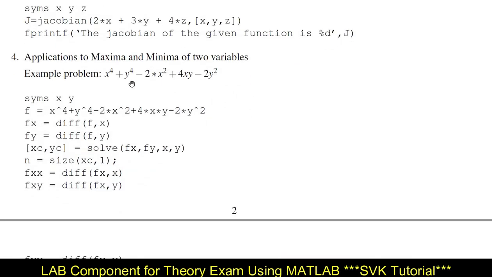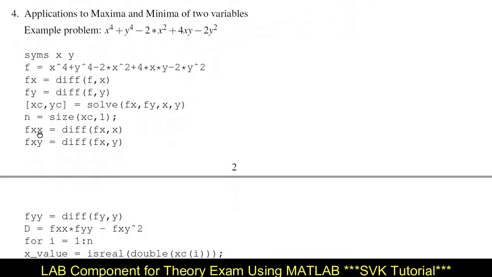So I have considered the problem here: x power 4 plus y power 4 minus 2x square plus 4xy minus 2y square. So here two unknowns x and y, define them with syms x y, f, define the given function f, then find out fx, fy, then find out xc, yc, solve for fx, fy with respect to x y. Then we require the size here, n equal to size of xc 1, then go with higher order fxx, fyy, fxy.